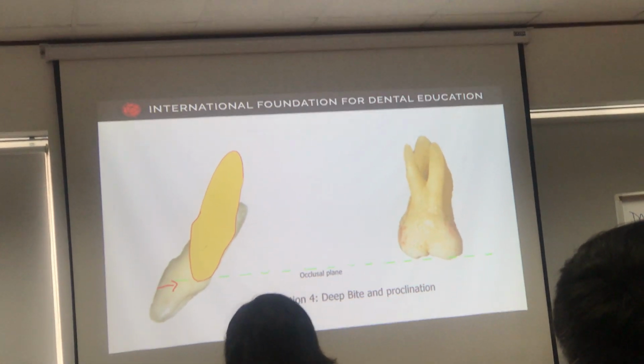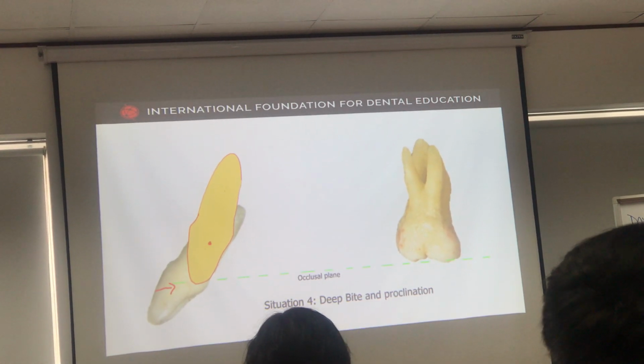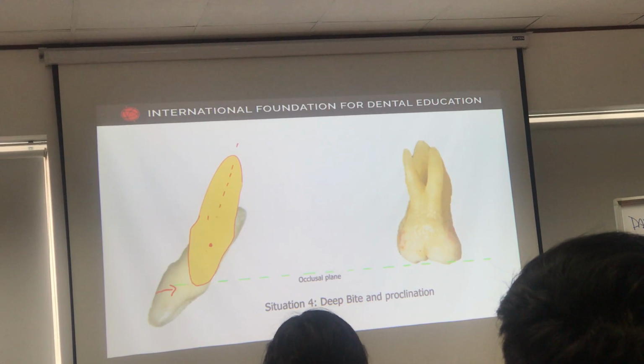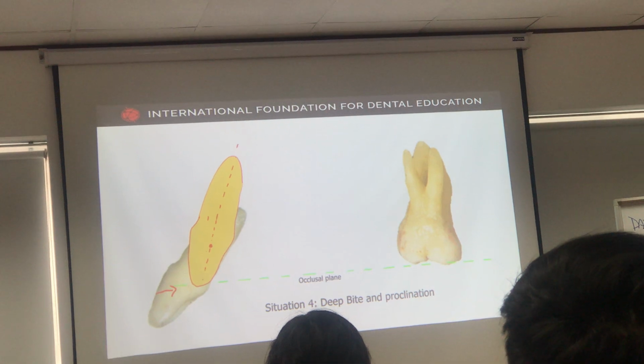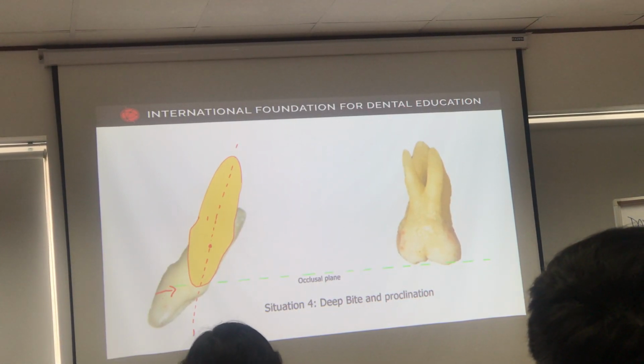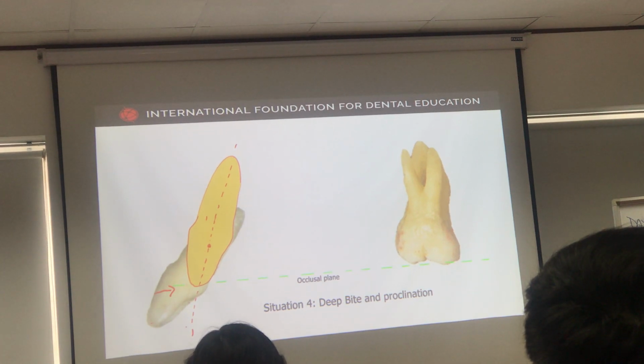This tooth is going to rotate around here somewhere, and it's going to get perfectly positioned and perfectly angulated, or the inclination was going to be perfect. The only drawback is the incisal edge, which is here, will be there.